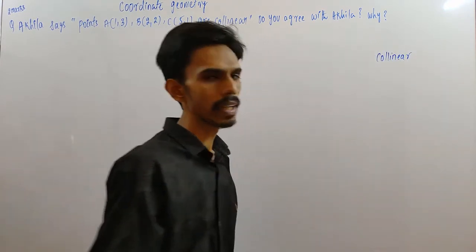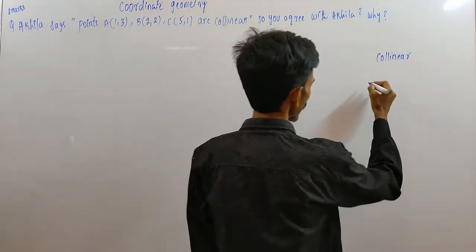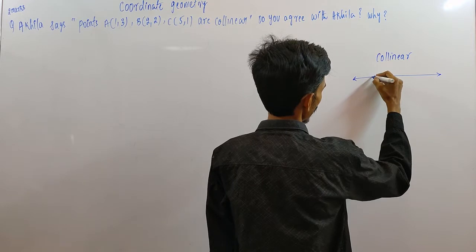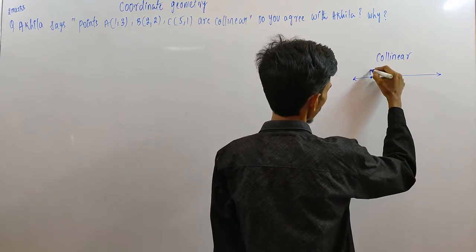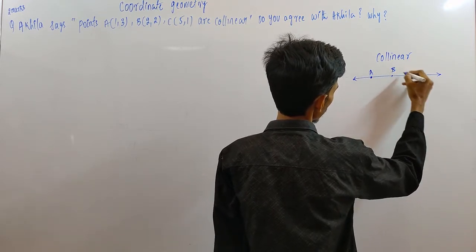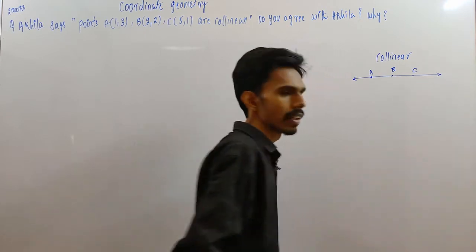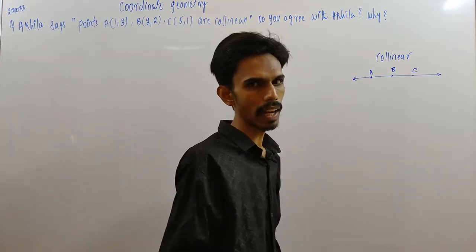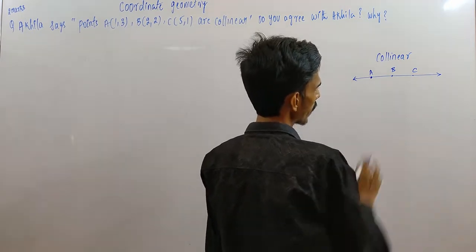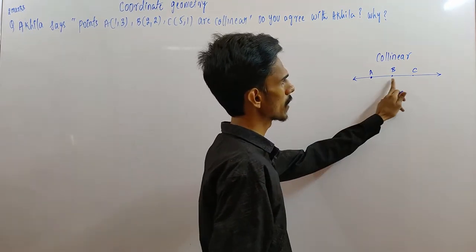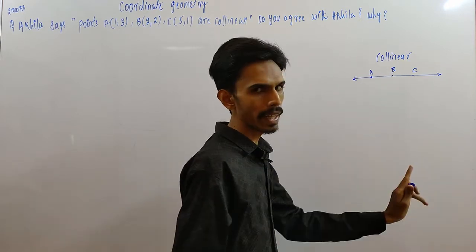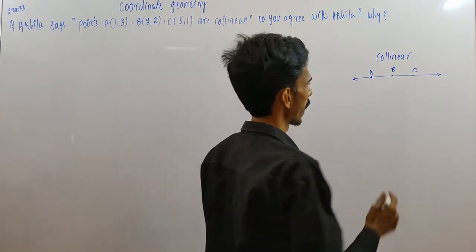What do we mean by collinear points? If we have a straight line, let us take point A, point B, point C. If all these points A, B, C lie on the same line, then we can say that A, B, C are collinear. Collinear means all points should lie on a single line.